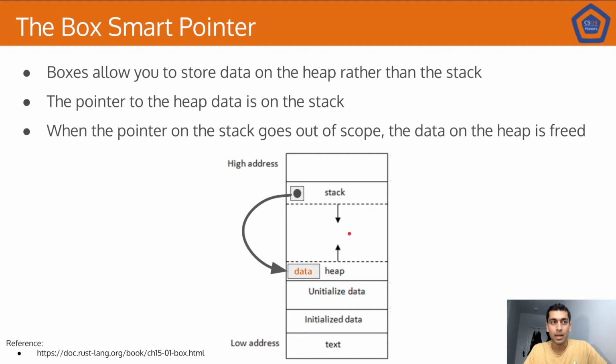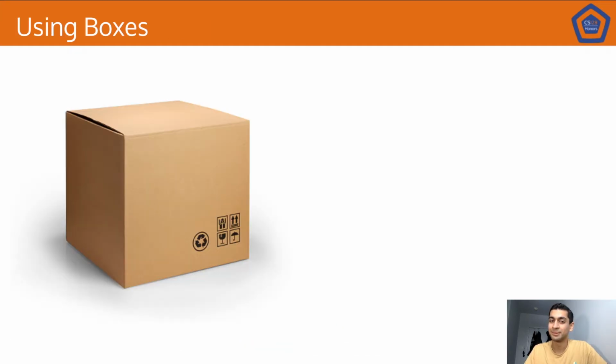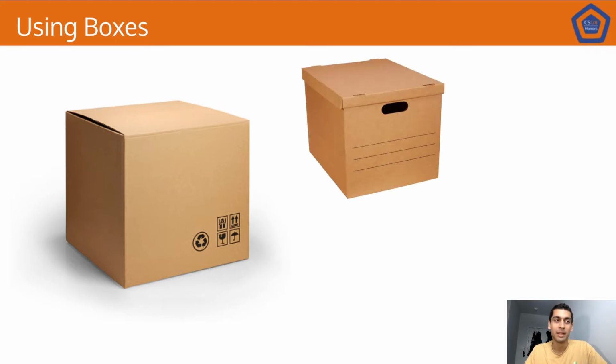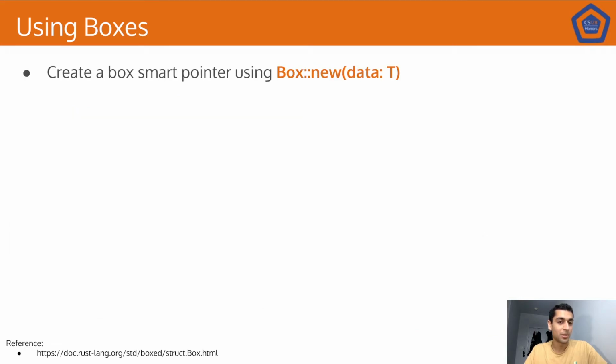So how do we use boxes? What do we use them for? Well, we can just open them up and put stuff inside them, but that is not in the Rust world. We really mean the box type in Rust. So you can create a box smart pointer using Box::new.